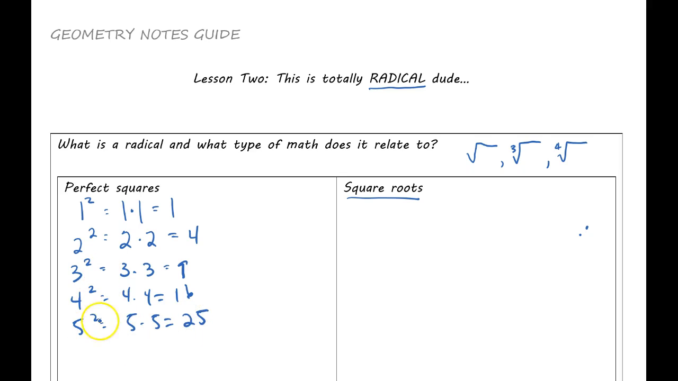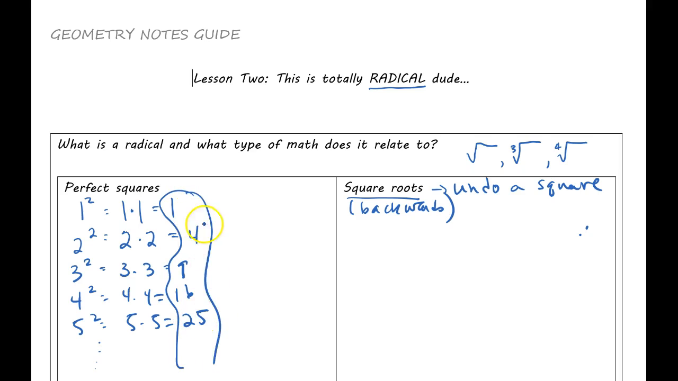You can make your chart as far as you want. I'm running out of room, but if you want to hit pause and go all the way out to 12, that would be awesome. Okay, so what a square root is, is undoing the squaring of something. Undo a square. So what we just did here, we're going to work backwards. The numbers that we got over here in this list, the numbers that these things were equal to, that's going to be the number underneath the square root.